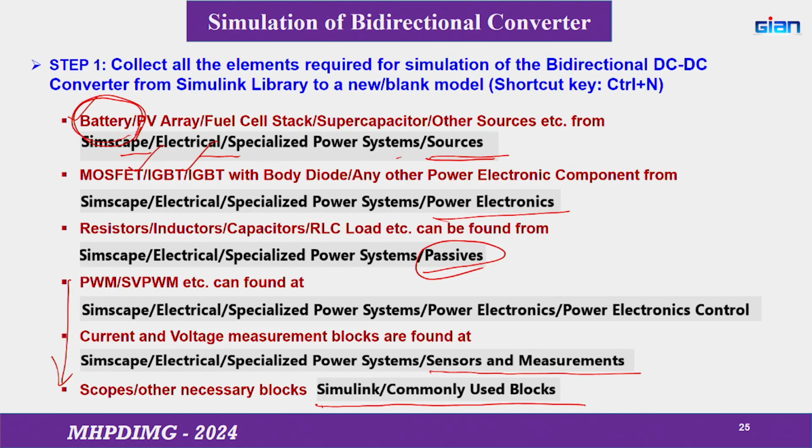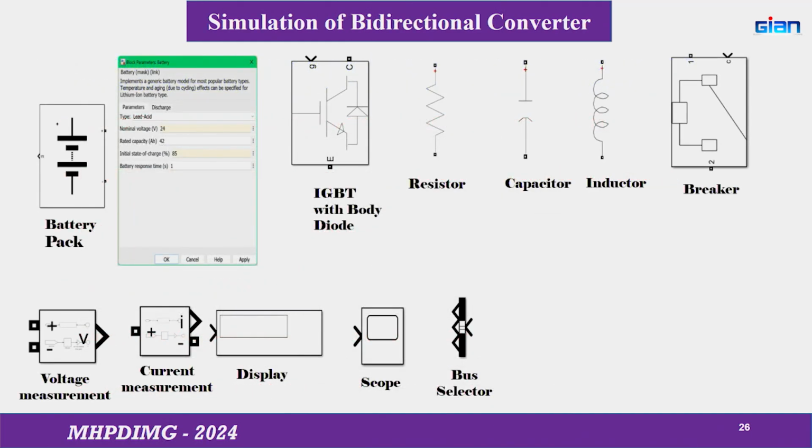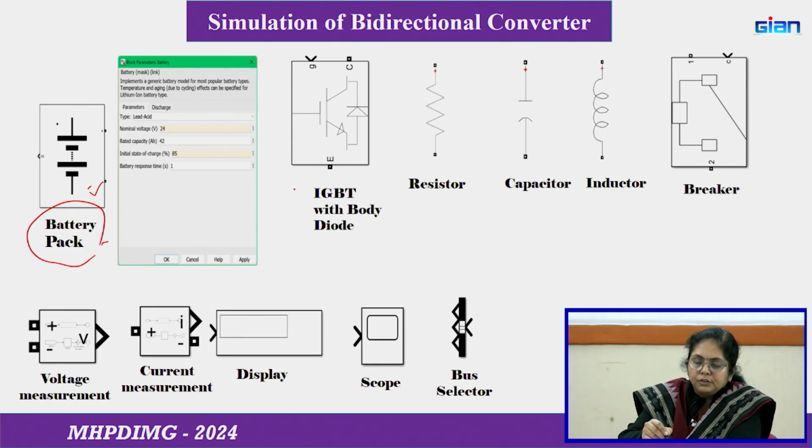So, you will drag all the components and put them in the newly created model. You will drag the battery, then double click on each component to fix its values. So, we are using, suppose, a 42 Ah battery and the voltage is 24 volts.